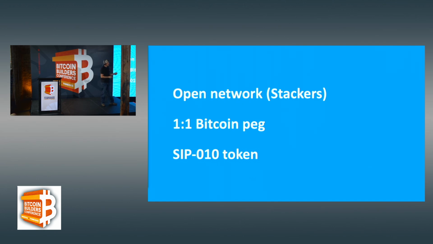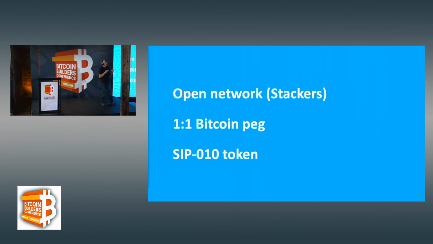It's a one-to-one Bitcoin peg, so if I'm on the Bitcoin chain and I want to mint SBTC, I will deposit my Bitcoin into the peg wallet, and that will then automatically mint exactly that amount of SBTC on the Stacks side. Same thing when I withdraw, it'll burn that amount of SBTC and pull out the corresponding amount of Bitcoin into my wallet. And then the third thing is that SBTC operates as a SIP-10 token.